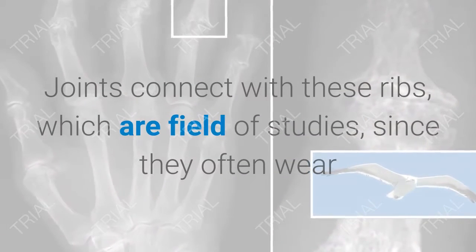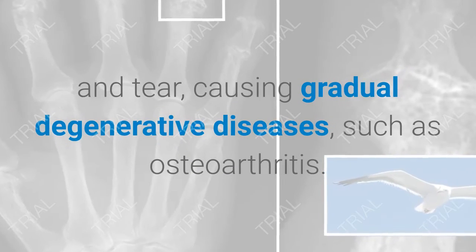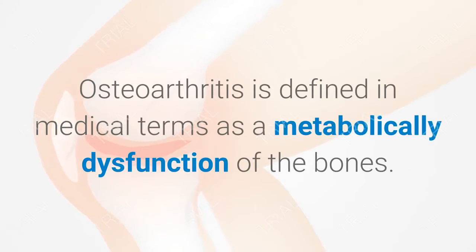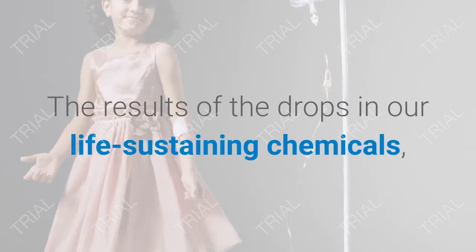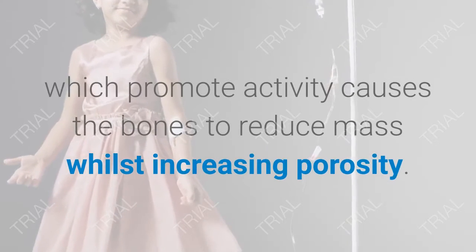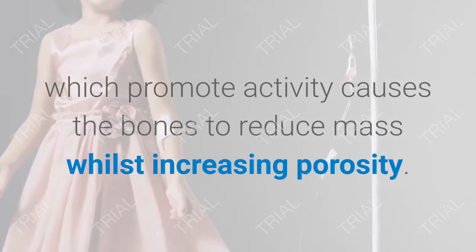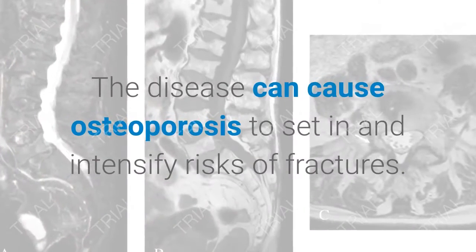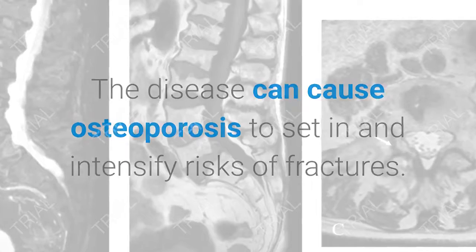Joints connect with these ribs, which are fields of study, since they often wear and tear, causing gradual degenerative diseases such as osteoarthritis. Osteoarthritis is defined in medical terms as a metabolic dysfunction of the bones. It results from drops in our life-sustaining chemicals, which promote activity, causing the bones to reduce in mass whilst increasing in porosity. The disease can cause osteoporosis to set in and intensify the risk of fractures.